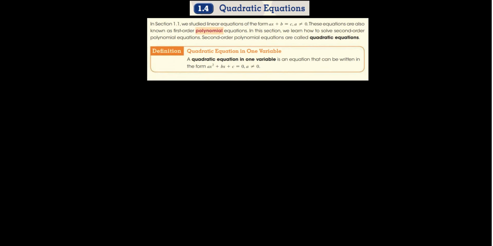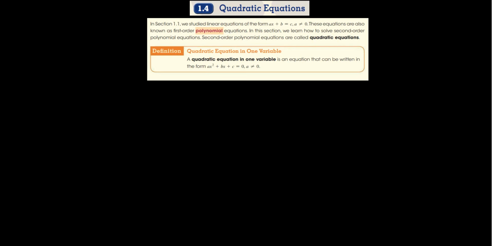So we read the quadratic equation. It reads, a quadratic equation in one variable is an equation that can be written in the form ax squared plus bx plus c is equal to 0, where a cannot be equal to 0. Similar to our linear equation, if a was equal to 0, then we would just have a linear equation, bx plus c is equal to 0. So that's why that is in there.